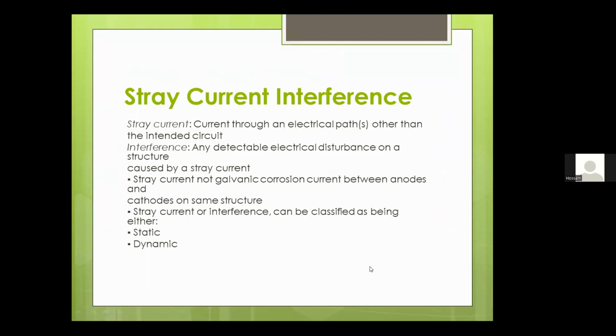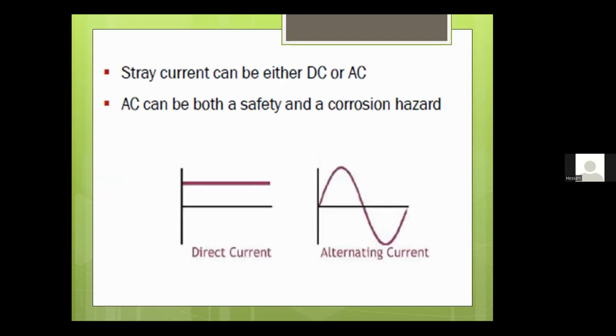Stray current interference is important to know. Stray current is the current through an electrical path other than the intended circuit. Interference is any detectable electrical disturbance on a structure caused by stray current. Stray current is not galvanic corrosion current between anode and cathode in the same structure. Stray current or interference can be classified as static stray current or dynamic stray current, direct current or alternating current. The AC can be both a safety hazard and a corrosion hazard.